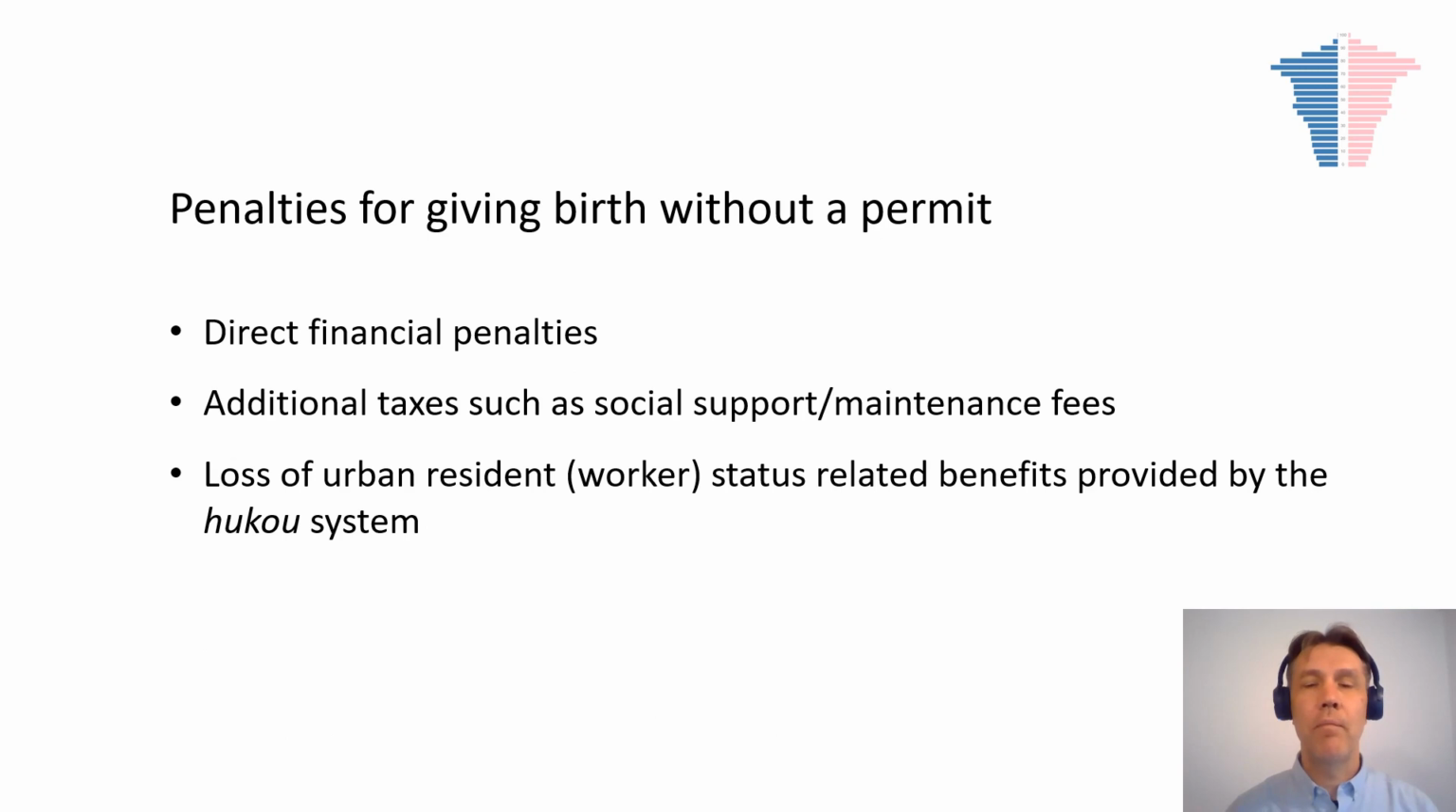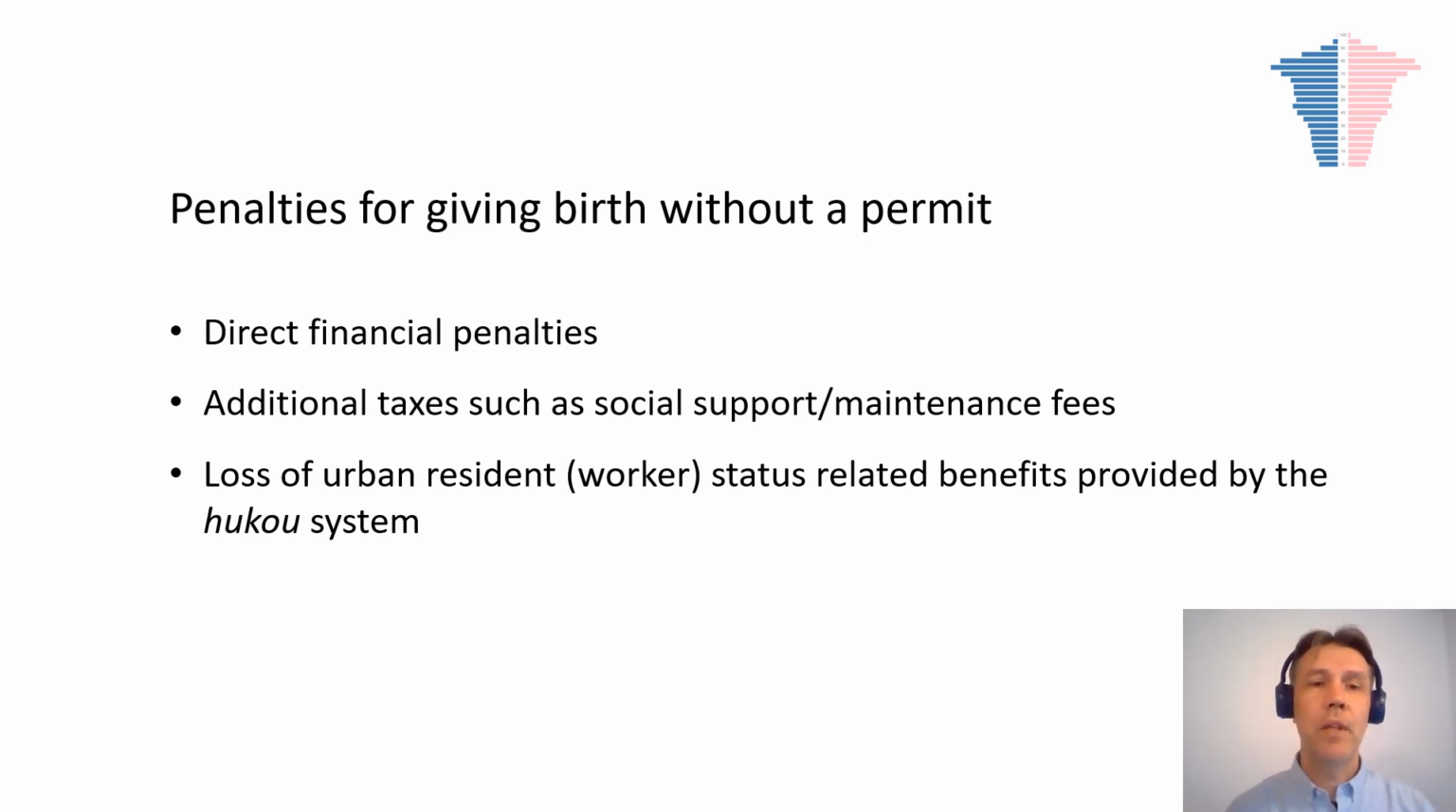There were also several penalties for those couples who violated the rule and gave birth without having a birth permit. First, these were direct financial penalties, and they could easily equal the annual income of the household. Second, China introduced additional taxes that were called social support or social maintenance fees. The reason behind this was that each child needs education, needs health care, and those families who have more than one child have to contribute to these social systems.